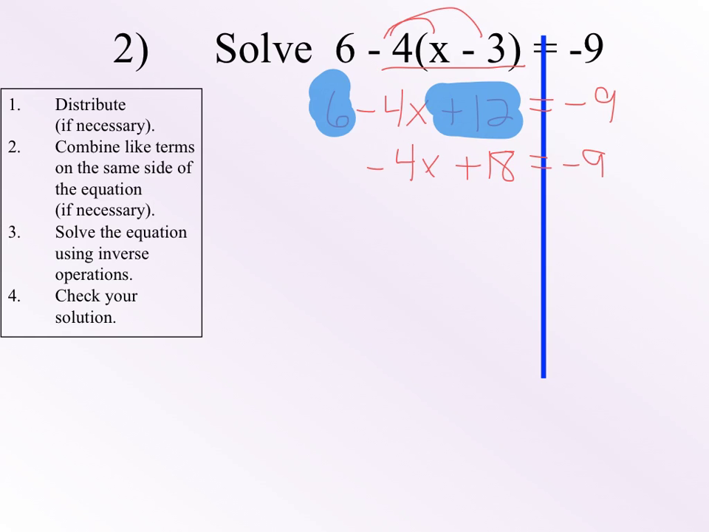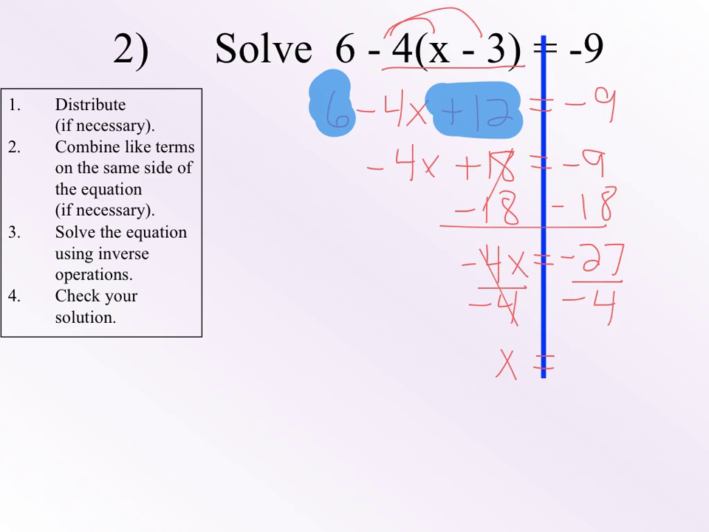Okay, and now I'm ready to just solve like a normal 2-step equation. So I'm going to subtract 18, and that's going to give me negative 27, and then I'm going to divide both sides by negative 4. And 4 does not go into 27 evenly, and I cannot reduce this at all, so the best that I can do is rewrite this as 27 fourths. And just leave it as is. You don't want to do decimals really, and you don't want mixed numbers, so that's a good answer.